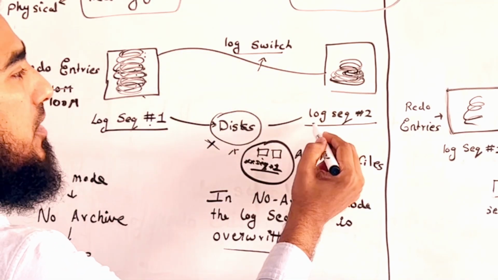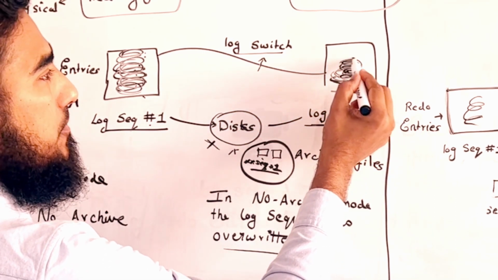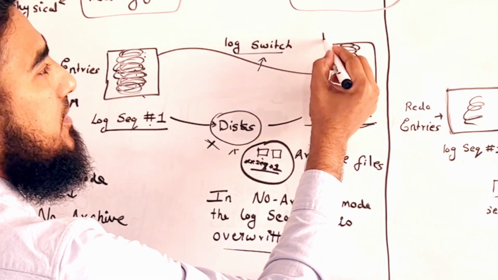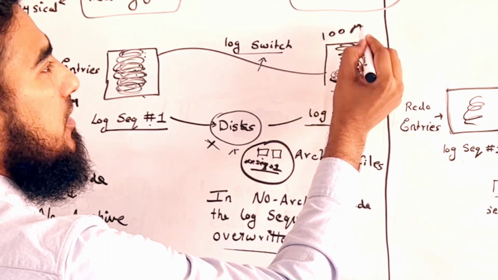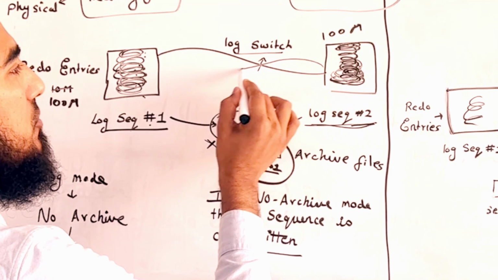Log sequence happens, your log sequence number is 2. Now the data is writing over here, and this gets filled with all the data and it's full. What will happen? The log switch will happen.